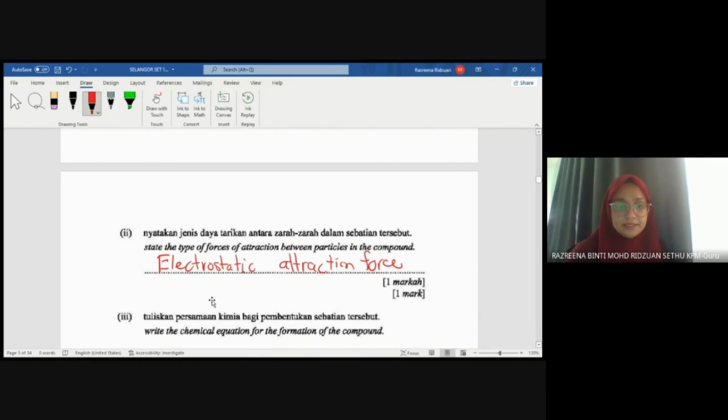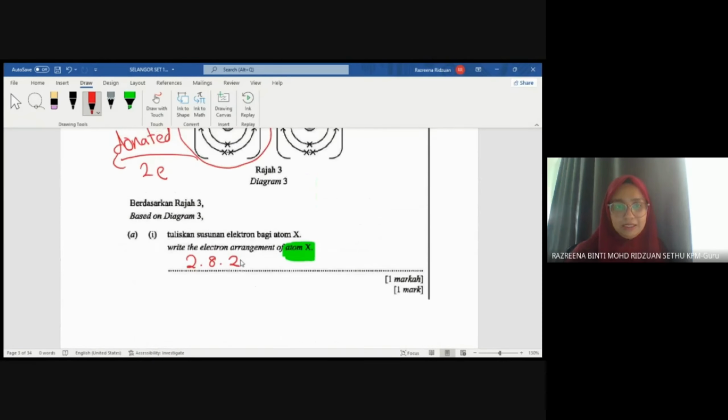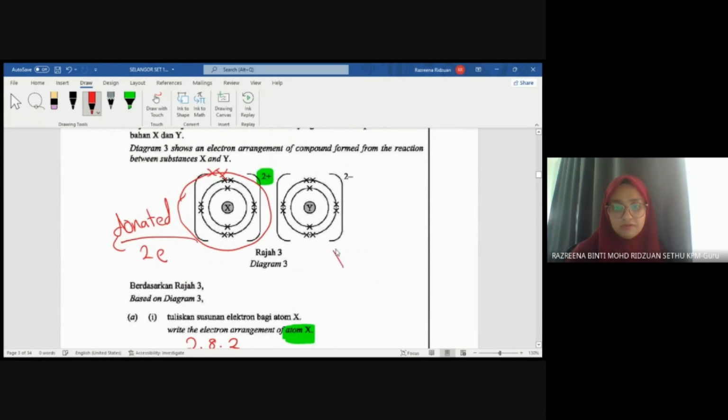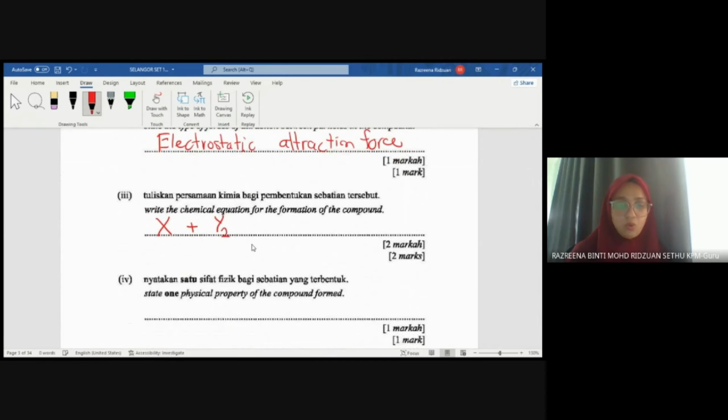Okay, next is write the chemical equation for the formation of the compound. So X is metal, we write it as X plus Y. Since Y, if we look at the electron arrangement, is actually receiving 2 electrons, that means they are 2, 6. You can check in the periodic table, they are oxygen. So you must write Y2. Then you get XY. You can also write magnesium plus O2, you get MgO. Then you can balance it, put a 2 here, put a 2 here. That's how you get your answer.